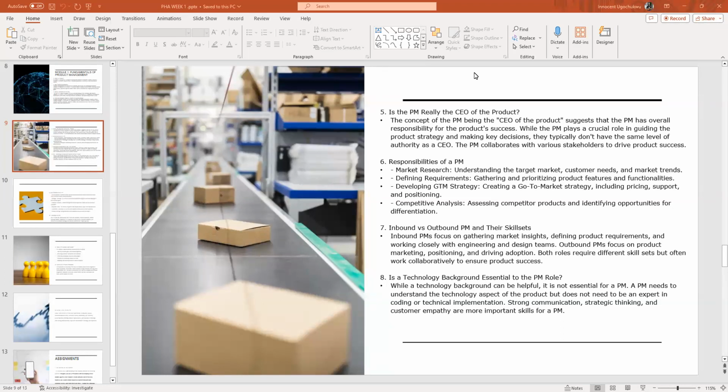While a technology background can be helpful, it is not essential for a PM. I think I'm answering someone's question right now. A PM needs to understand the technology aspect of the product, but does not need to be an expert in coding or technical implementation. Strong communication, strategic thinking, and customer empathy are more important skills for a PM.